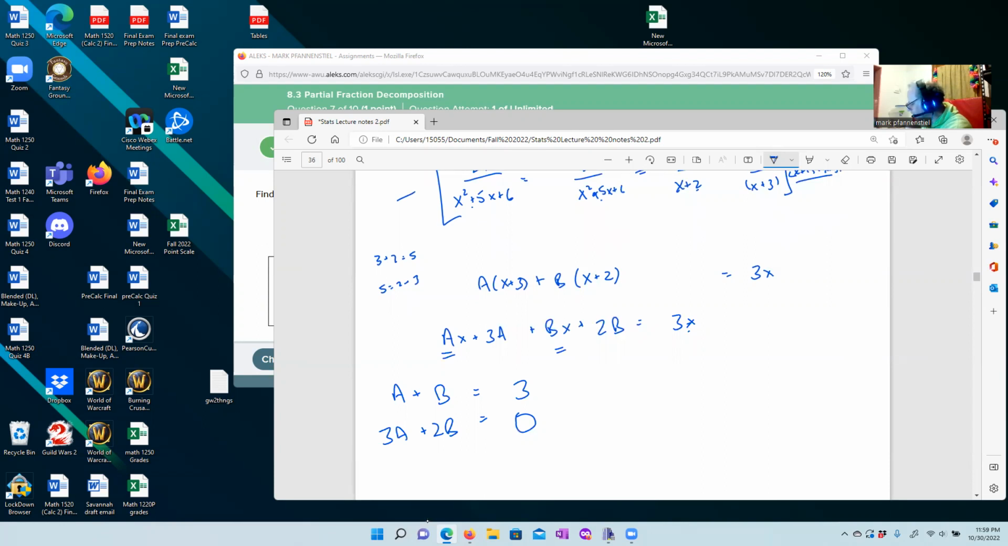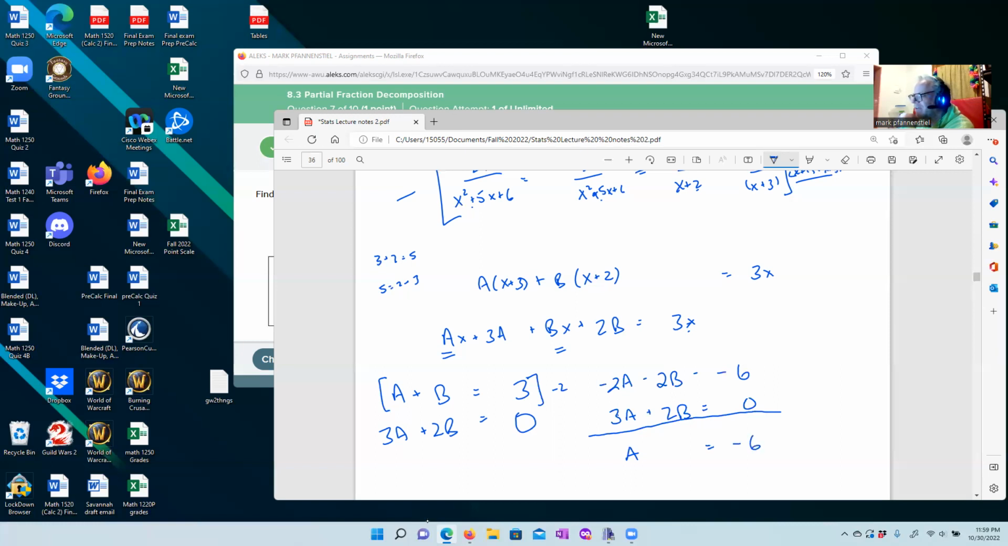At this point, we're just going to go ahead and say, why don't we multiply this guy right here by a negative 2? So we have minus 2A minus 2B is equal to negative 6. And we have 3A plus 2B is equal to, again, 0. Add these up. 3A minus 2A, we just get A. 2B minus 2B, that's 0, is equal to negative 6.